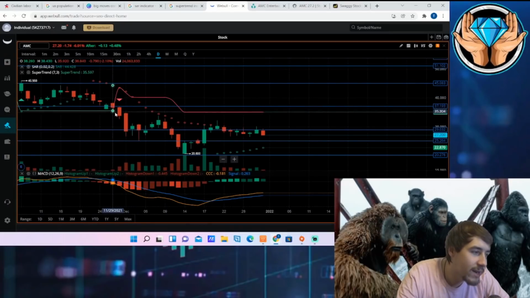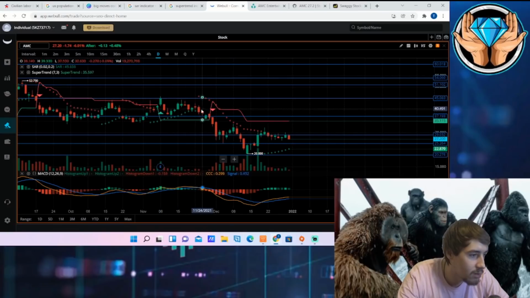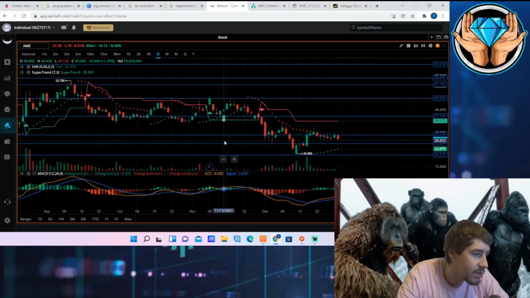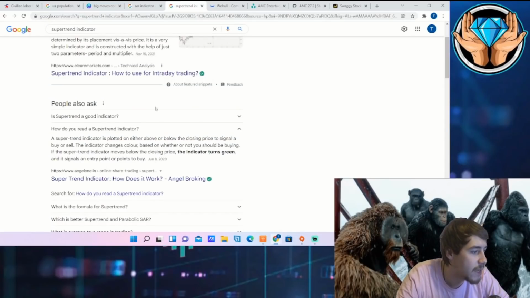The super trend indicator is doing some very interesting things. This is this line right here with green arrows occasionally and red arrows, as well as a red line or a green line. If we take a look at the definition, a super trend indicator is plotted either above or below the closing price to signal a buy or a sell. The indicator changes colors based on whether or not you should be buying.